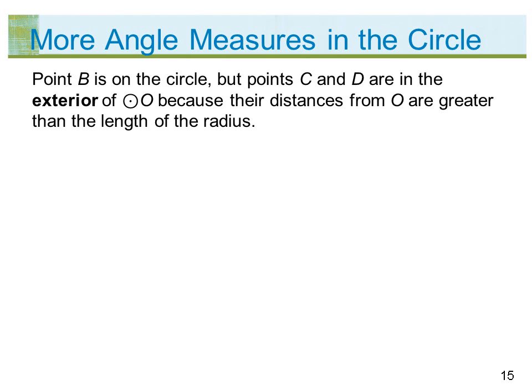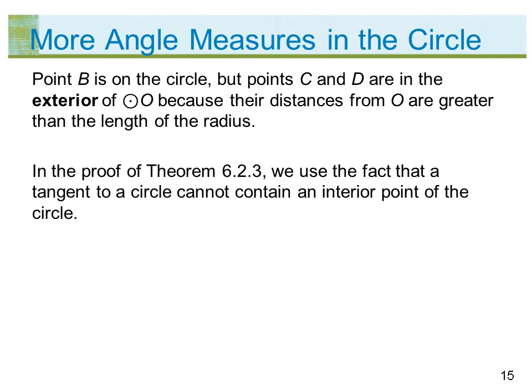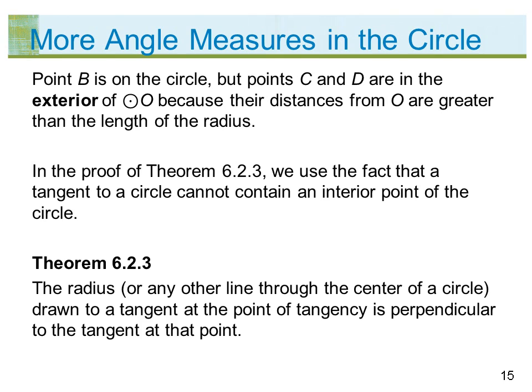Point B is on the circle, but points C and D are in the exterior of circle O because their distances from O are greater than the length of the radius. In the proof of Theorem 6.2.3, we use the fact that a tangent to a circle cannot contain an interior point of the circle.